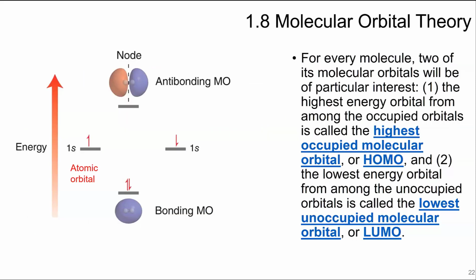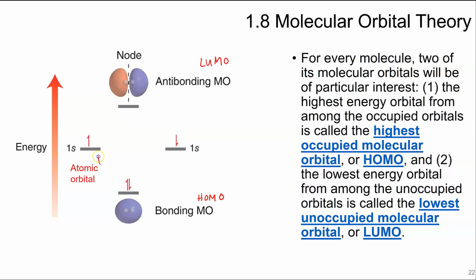So for every molecule, two of its molecular orbitals will be of interest for us, and that's going to be the highest energy occupied orbital, or the highest occupied molecular orbital, or HOMO, and then we have the lowest orbital from among the unoccupied orbitals, called the LUMO, or the lowest unoccupied molecular orbital. This is the LUMO, and this is the HOMO.